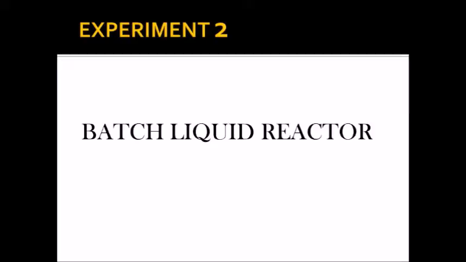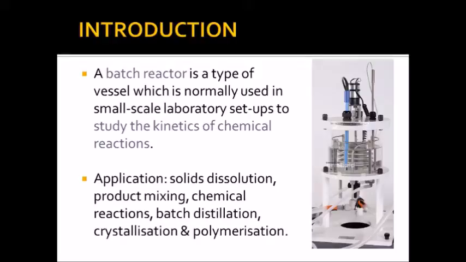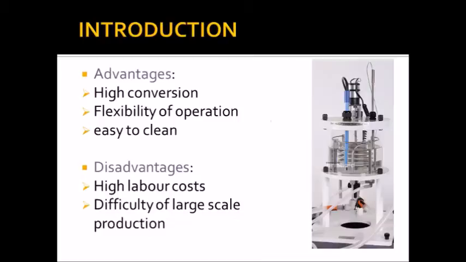As stated in the title, a batch reactor is used in this experiment. We can describe it as a vessel in which chemicals are placed to react. Batch reactors are normally used in small-scale laboratory setups to study the kinetics of chemical reactions. It is used for a variety of process operations, for example, batch distillation, crystallization, liquid-liquid extraction, product mixing, solid dissolution, and chemical reactions like saponification as well as polymerization.